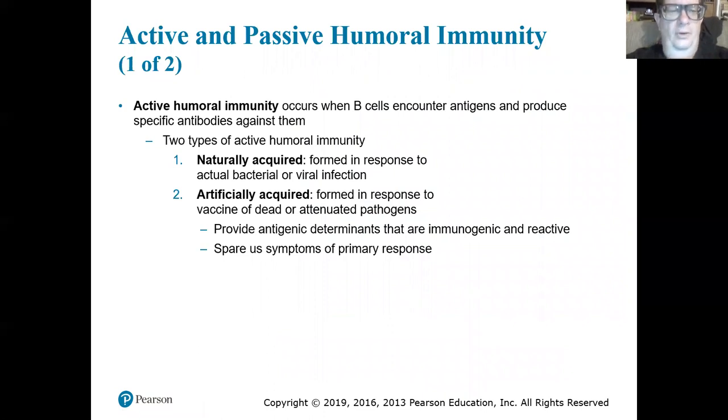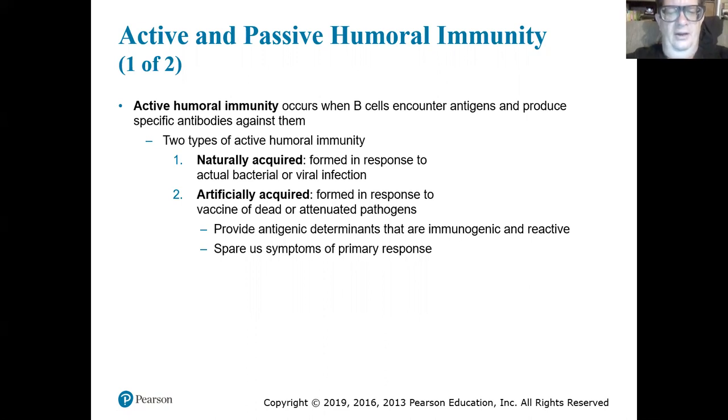All right, so active and passive humoral immunity. Active humoral immunity is when B cells find an antigen and they produce antibodies against it. There are two types. There's naturally acquired. This would be like you're exposed to bacteria or an infection. And there's artificial.